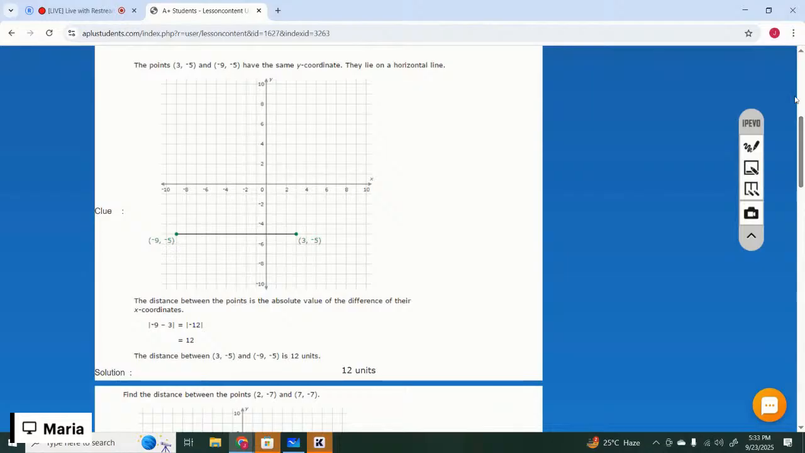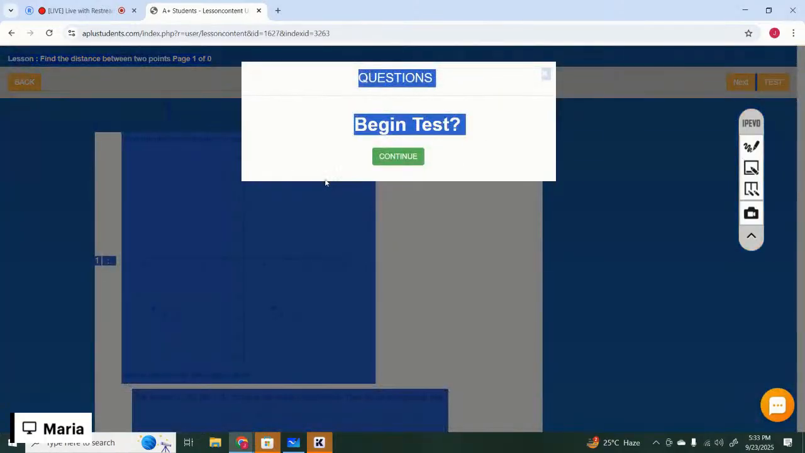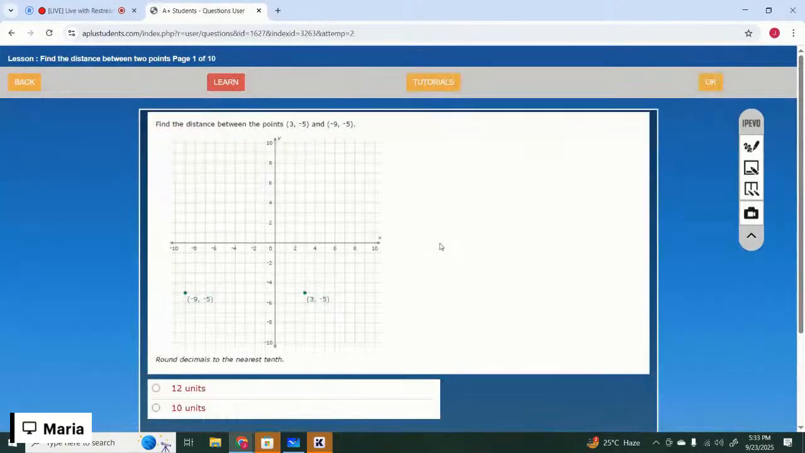Let's just start with the test questions. Okay, find the distance between the 2 points (3, -5) and (-9, -5).